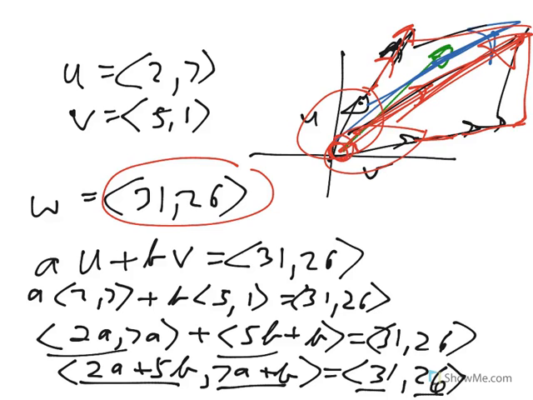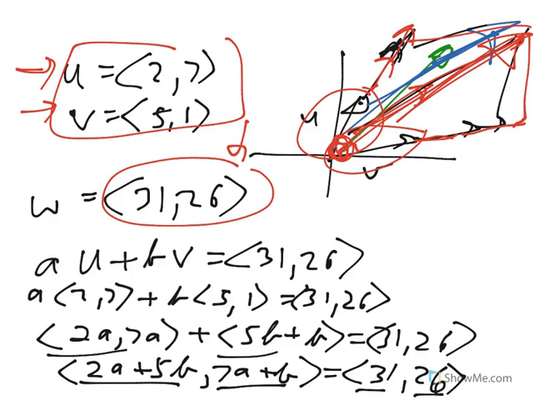Sometimes, like if the two vectors are parallel, it may not be possible. But as long as these two vectors are not parallel, it's always possible to get any vector that you want. Sometimes it involves a and b being negative.